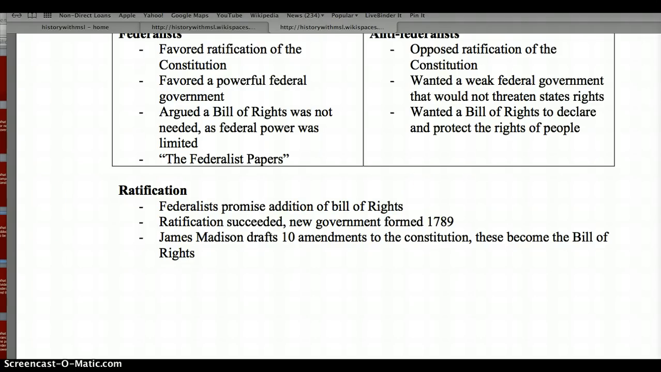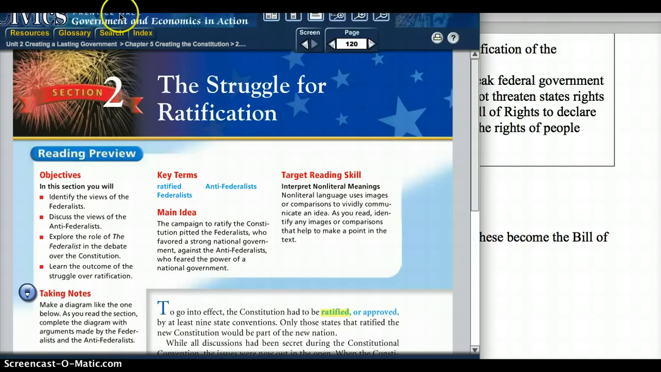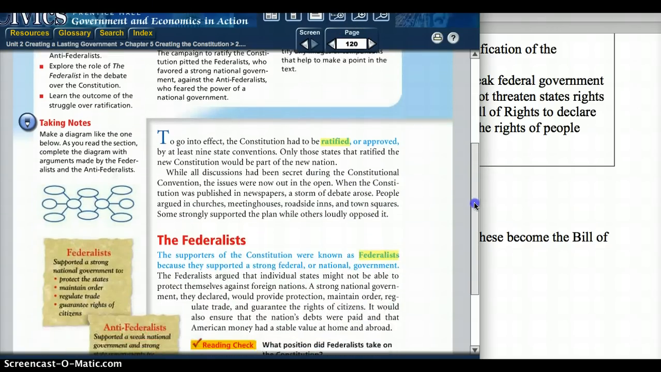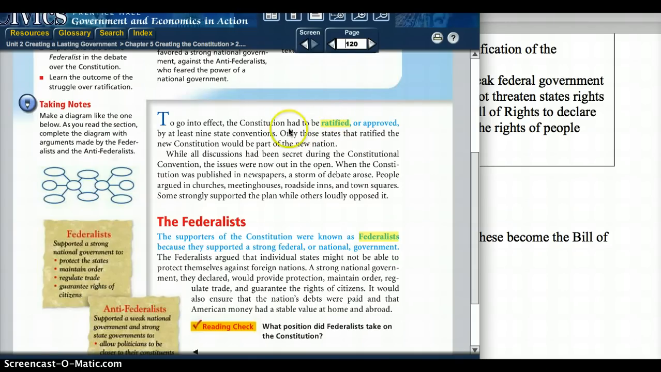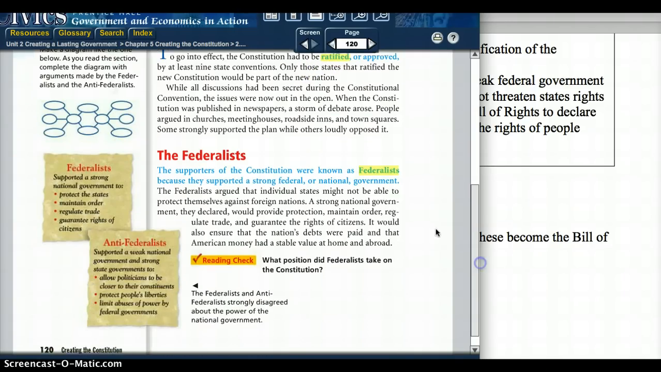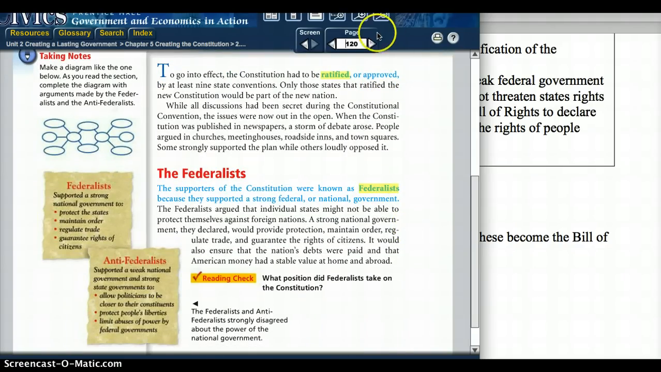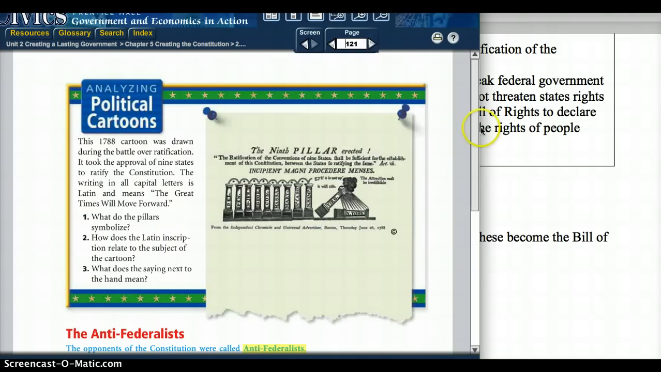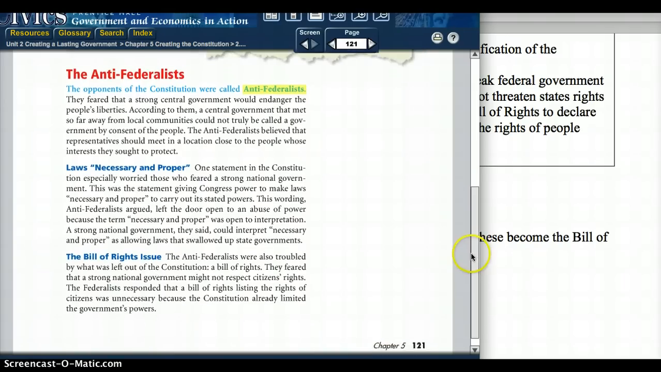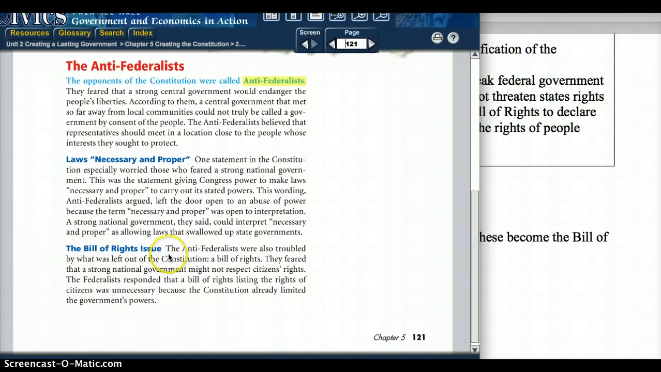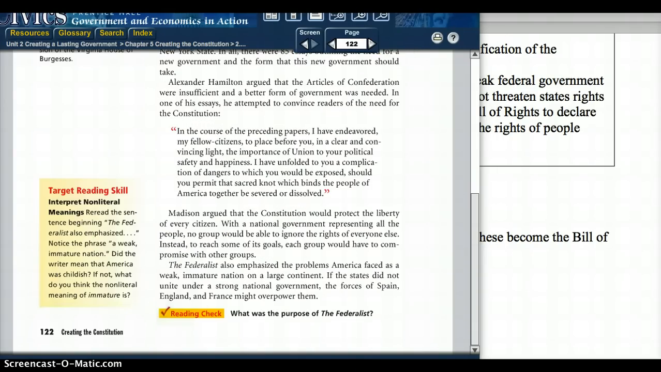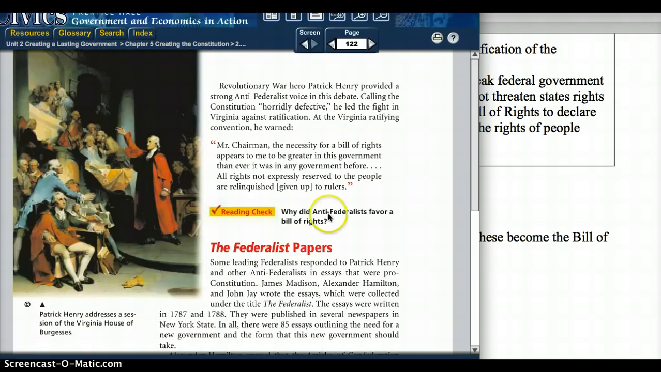Okay. You can also go to your textbook. So in your textbook, you're going to want to turn to page 120, or again, you can just type it in the box up here. And on page 120, it explains how the Constitution had to be ratified, gives you the arguments about the Federalists, and then page 121 goes into the Anti-Federalists. And then it begins the Bill of Rights issue. I also turned here to page 122. You can find more information about the Federalists and Anti-Federalists and favoring a Bill of Rights.